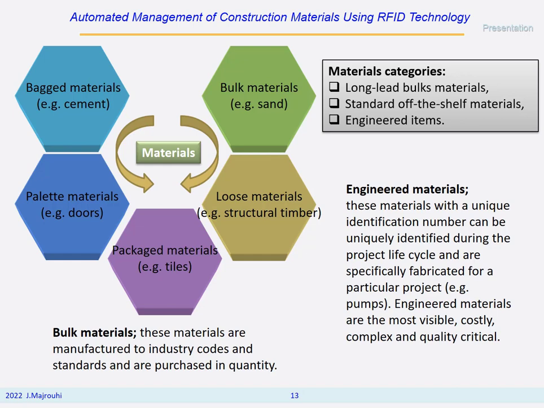Engineered materials are materials with a unique identification number that can be uniquely identified during the project lifecycle and are specifically fabricated for a particular project, such as a pump. Engineered materials are the most visible, costly, complex, and quality critical. Bulk materials are manufactured to industry codes and standards and are purchased in quantity. For example, bulk materials are sand or something like this.